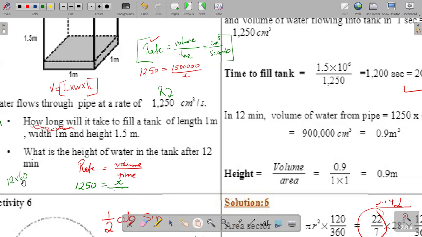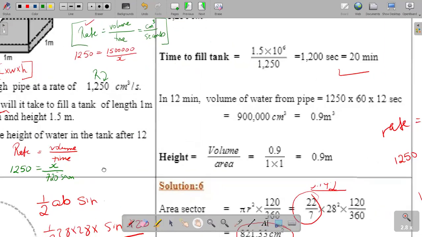How do I do this without a calculator? 12 times 6 is 72. And then you add the extra 0, 720. So 720 seconds. So people, how do I work out X? Do I switch or do I multiply? Excellent. You multiply by 720.